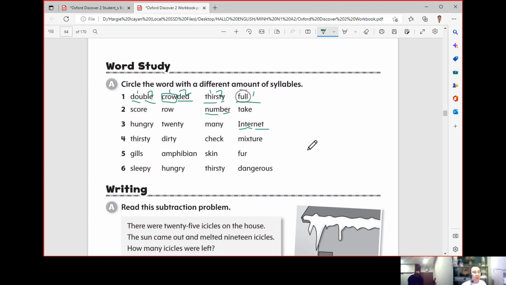Okay. Next, number 4. Check. Okay, it's check. Why is it check? 1 syllable. Okay, 1 syllable only. Next, what about the 5th one? Amphibian. Okay, why is it amphibian? Because it's 4 syllables. Amphibian. Next, that's number 6.